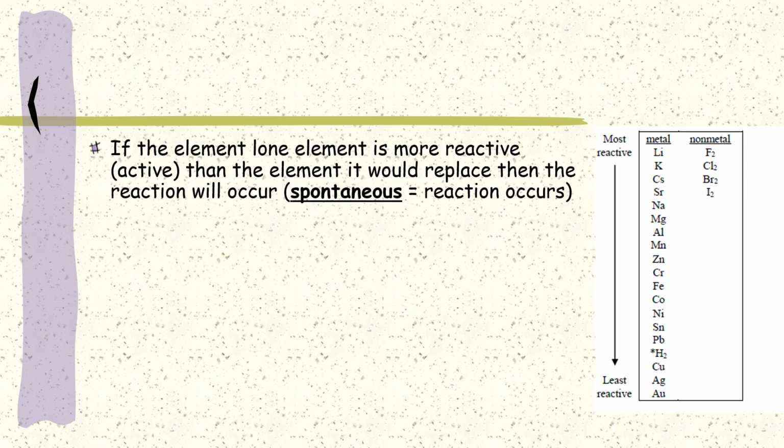So again, let's look at some more practice. I'm leaving my activity series up there, just as reinforcement. If the lone element is more reactive than the element it would replace, then the reaction will occur, and we call that a spontaneous reaction. Spontaneous means it happens on its own. We don't have to add any energy. We don't have to add anything to it.